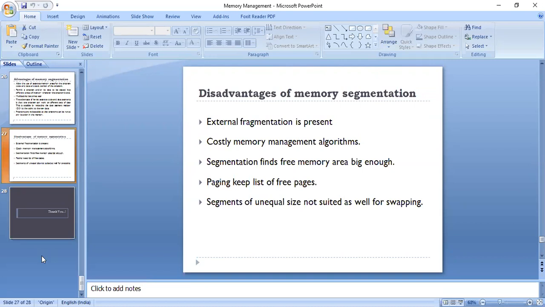As with paging, the mapping requires two memory references per logical address. This slows the system by a factor of 2, and caching is the method used to solve this problem. So we can say paging keeps a list of free pages, whereas in segmentation no such information is maintained.